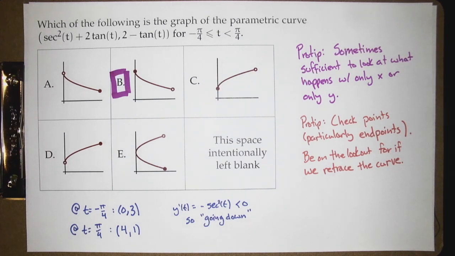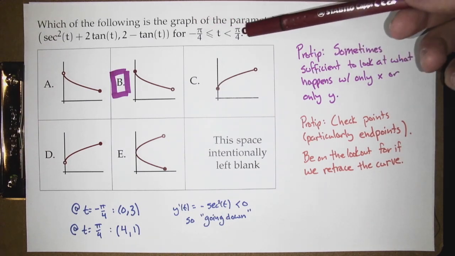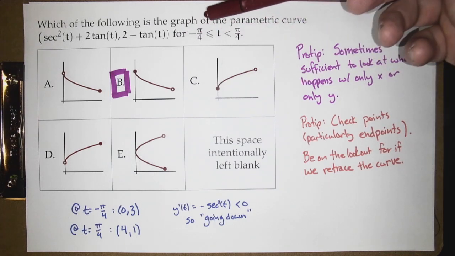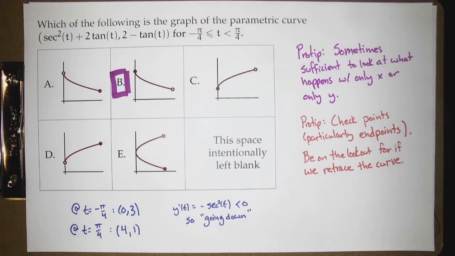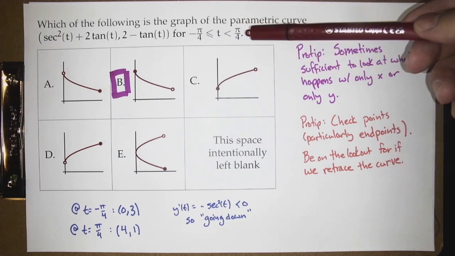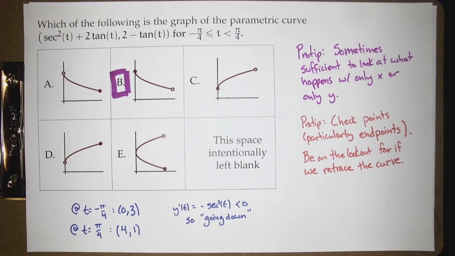Well, there's another piece of advice. Check some points, and particularly endpoints can be helpful. So what do we mean by endpoints? Well, look what happens at the extreme cases. So you can plug in negative pi over 4, and if you plug that in, you get the point (0, 3). And if you plug in positive pi over 4, you get the point (4, 1). So we should start at (0, 3), we should end at (4, 1), and we should be going downhill.